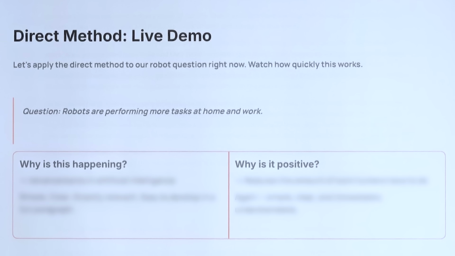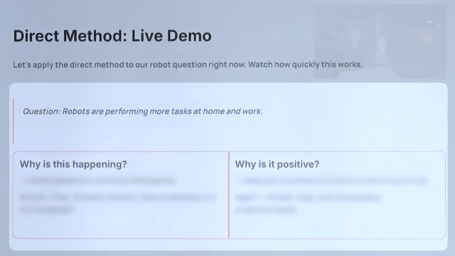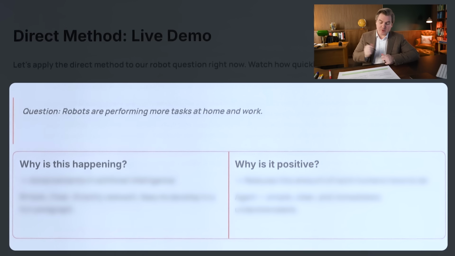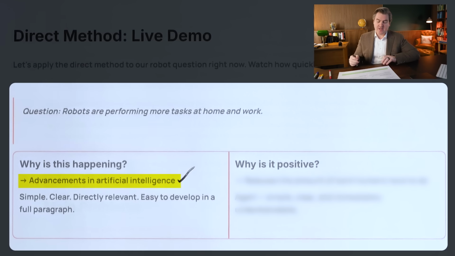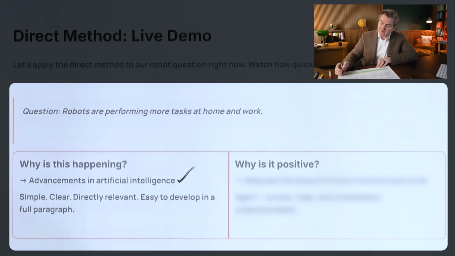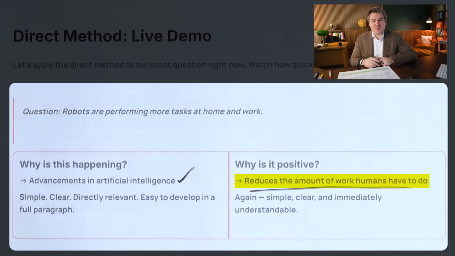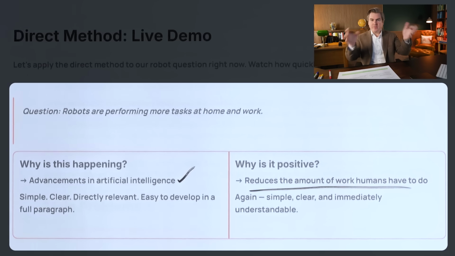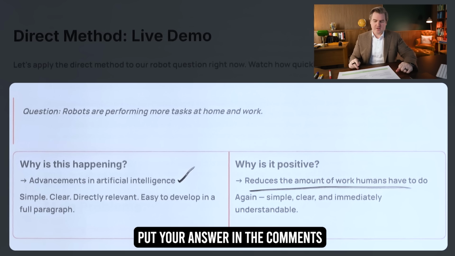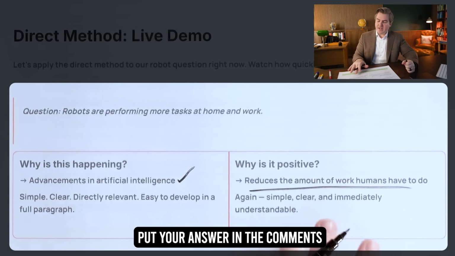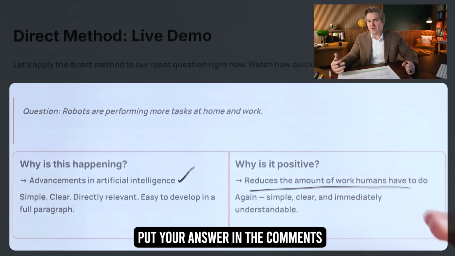Okay, so what we did was, when we were working with our VIP students, we did this with them, and the most common answer was advancements in AI, artificial intelligence. And when we asked them why they think this is positive, it reduces the amount of work we have to do. Extremely obvious and simple, but those are the best answers. Now, if you got a different one, don't worry, put it in the comments and we'll tell you whether it is good or not. Like, you might think that this is a negative development and you come up with a good answer on why you think it's negative.